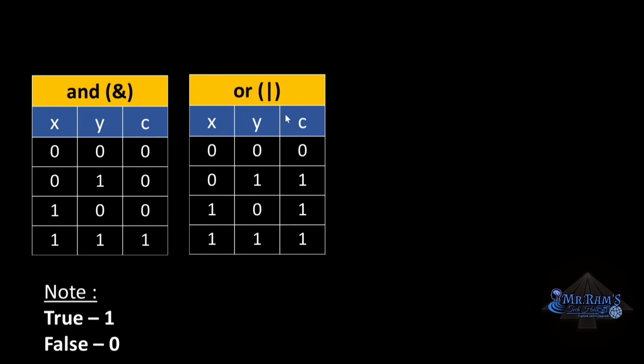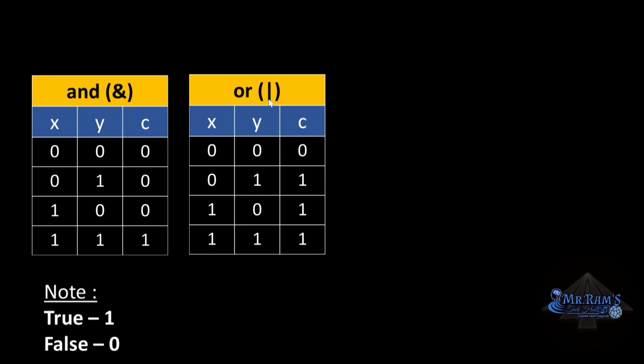And also we have OR. What about this OR? Same here: 0 or 0 is 0 only, meaning false or false is false only. If one is false and one is true, then the result will be true. If one is true and the other is false, the result will also be true. If both are true, the result will be true. If any one of them is true, the result will be true. If both are false, then only the result will be false. If any one of the inputs is true, the result is going to be true. This is the symbol of bitwise OR.